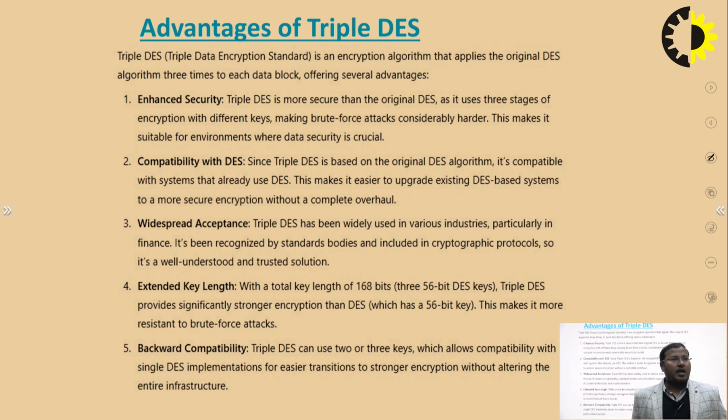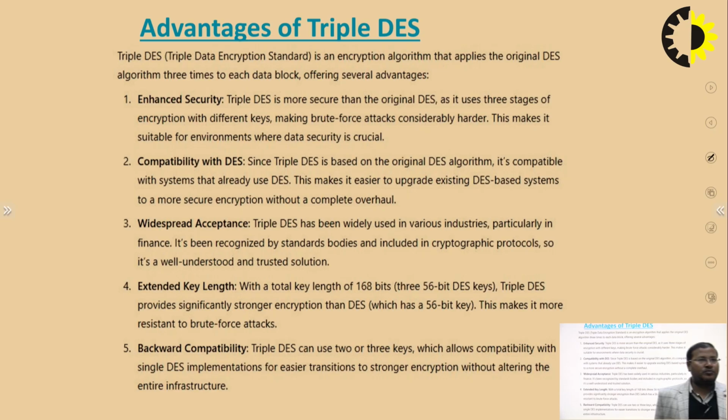Now the advantages of triple DS. Triple DS is an encryption algorithm that applies the original DS algorithm 3 times to each data block, offering several advantages like enhanced security, compatibility with DS, widespread acceptance, extended key length, and backward compatibility. So these are the 5 main advantages of triple DS.